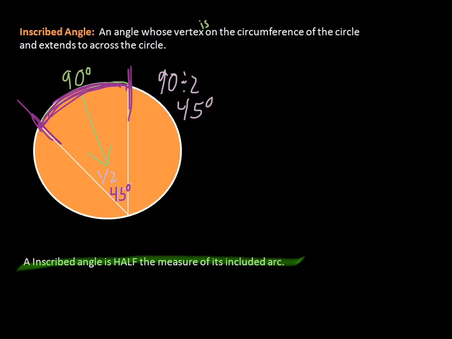So if this is 90, then this is 45. If this is 100, then this is 50. If this is 120, then this is 60. So this is always half of this. Okay, let's look at some example problems.